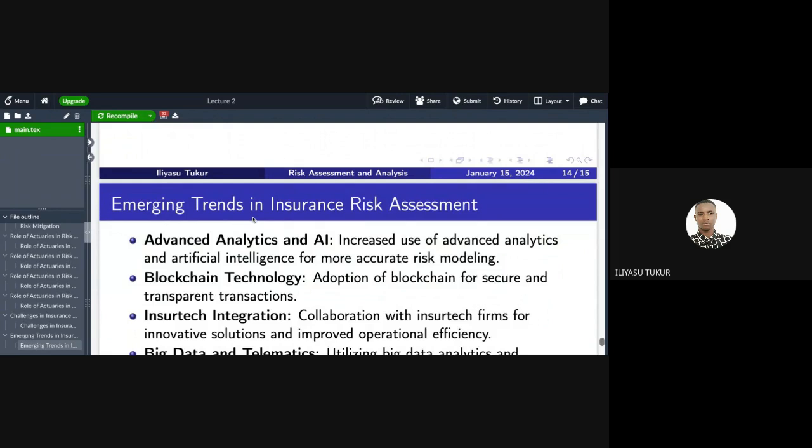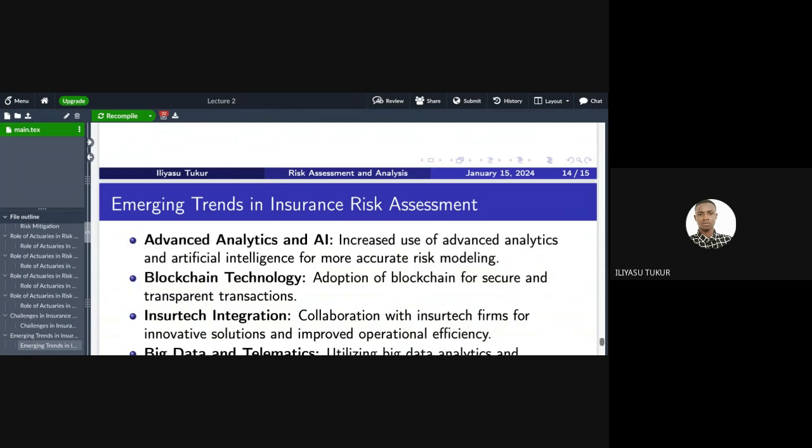Then we look at advanced analytics and AI. So today I know very well many insurance companies have started using AI to do so many things. Especially in risk modeling, you can use AI. But in general, AI is an emerging development. So not all, it's just growing. In some countries, we don't even have the infrastructure to use AI in so many cases.